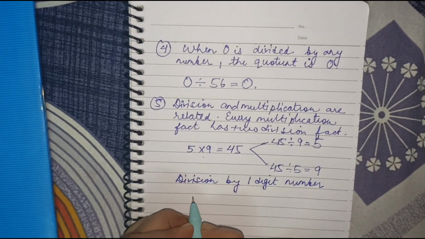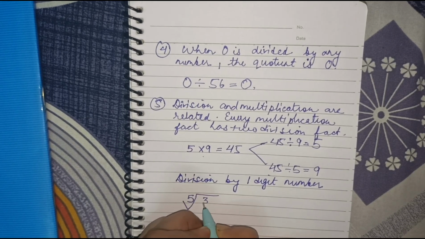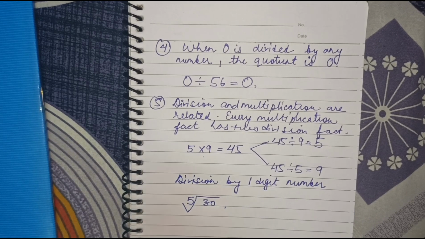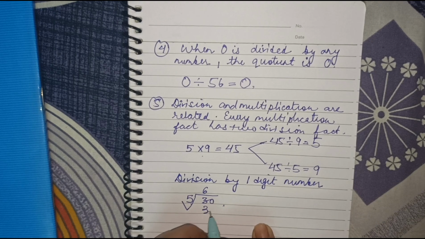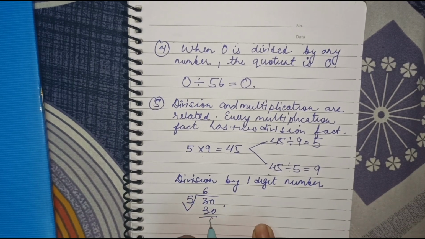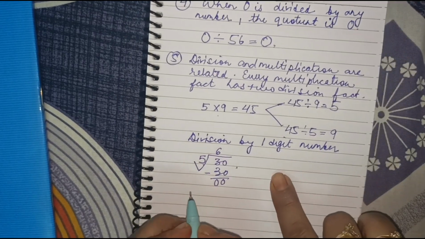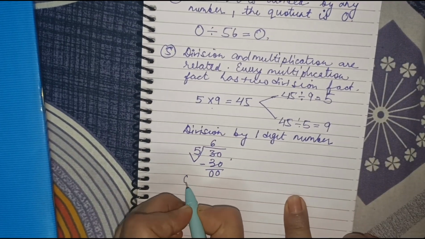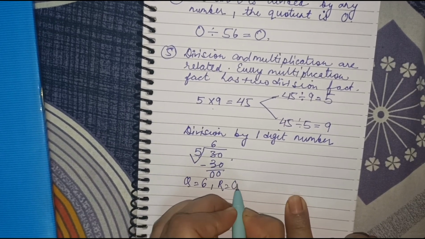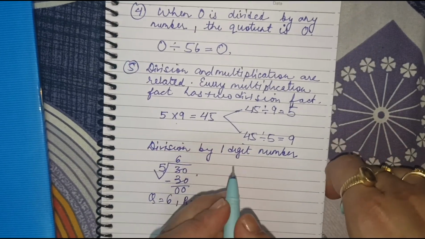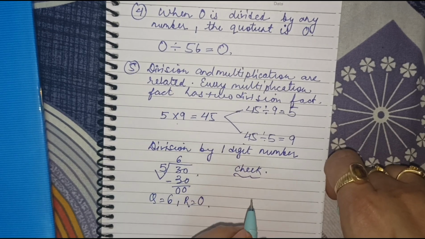Suppose we have 30 divided by 5. So how will we divide? We know that 5 sixes are 30. We are left with 0. Here we know that quotient is 6, remainder is 0. Now we have to check the answer, if we are correct or not.